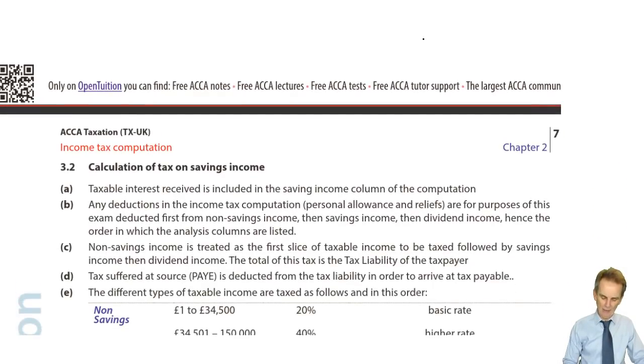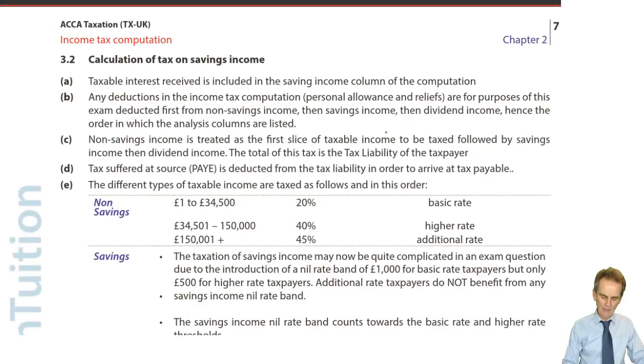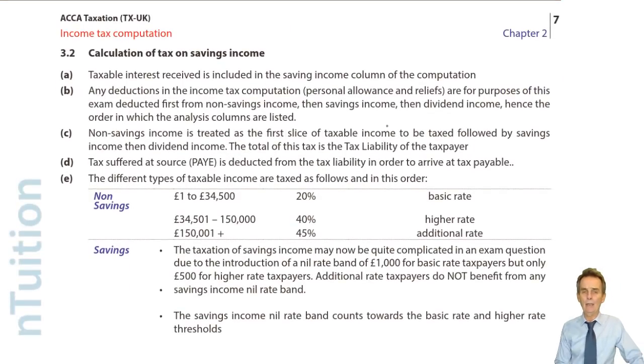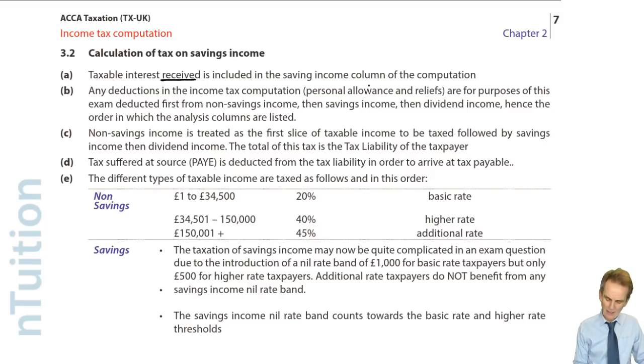Most sources now of taxable income of an individual taxpayer in the UK are assessed on a most sensible basis, the amounts received. But as we go through each individual source, through each chapter, we'll again stress the specific basis of assessment that is applicable. So taxable interest received is included in our savings income column on our computation.